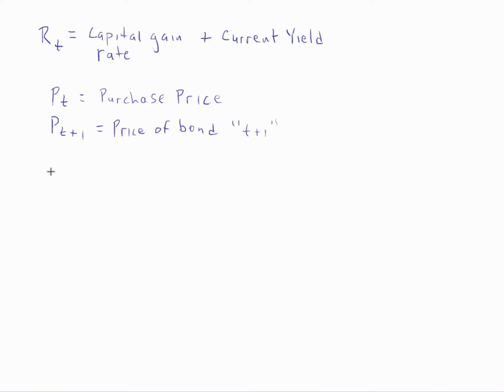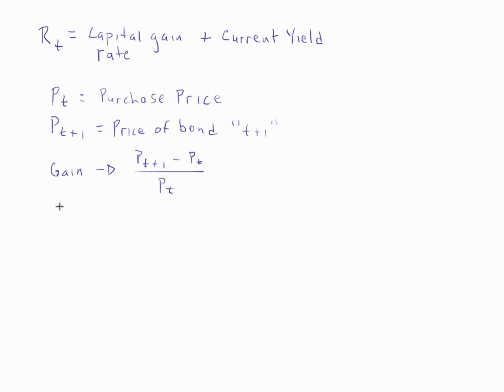So the rate of capital gain, so here we'll call this the gain for short, is going to be the change in the value of the bond, or the new price in period T plus 1 minus the purchase price we paid in period T, all over the purchase price paid in period T. So essentially what we're looking at here is a rate of change, and of course if we multiplied this by 100, we would have a percentage change in the price of the bond.